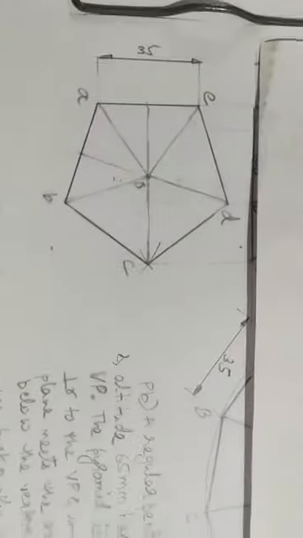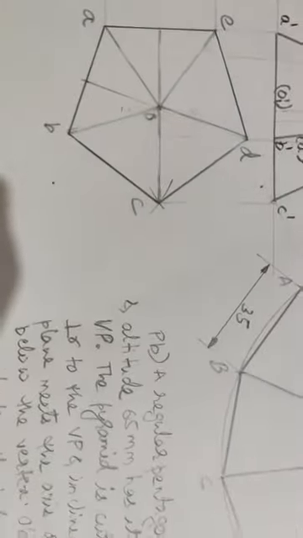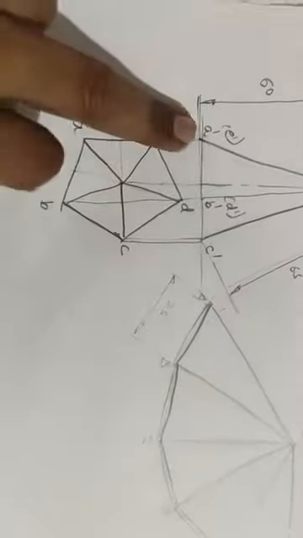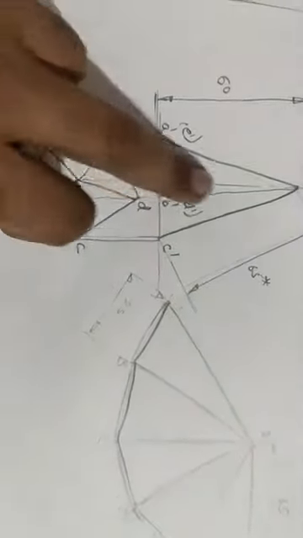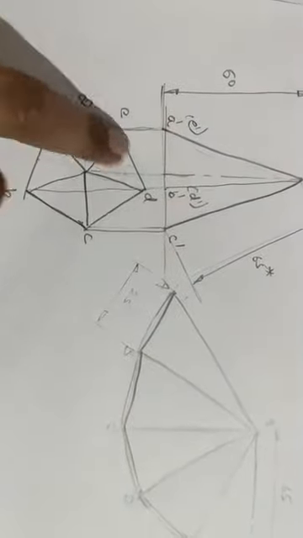Now how to draw the uncut part of a pyramid? This applies for all pyramids. So let us see that. A rough figure I have shown here. So you have drawn a pentagon like this. Its side is 25 mm, height is 60 mm, whatever is given. The observer is over here.